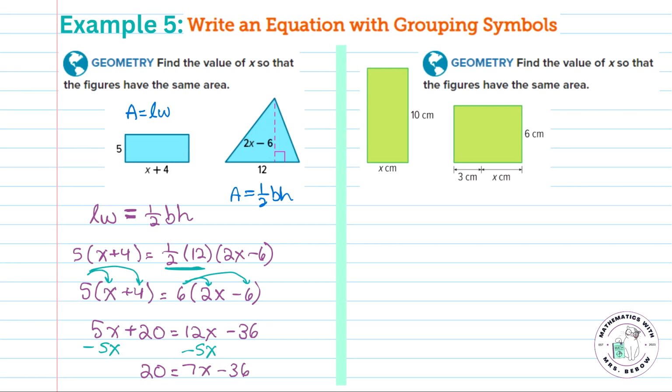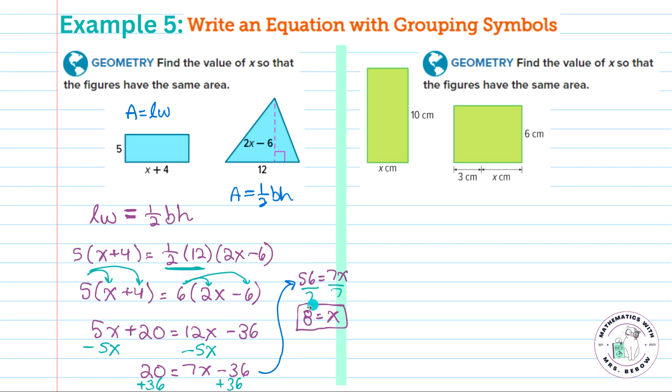And then I'm going to add 36 to both sides. I am running out of space, so we're going to draw an arrow here to continue my work. So we'll have 56 equals 7x, and our last and final step is to divide both sides by 7, and so we get an answer of 8 equals x, or x equals 8. So in order for these two figures to have the same area, x would have to equal 8.